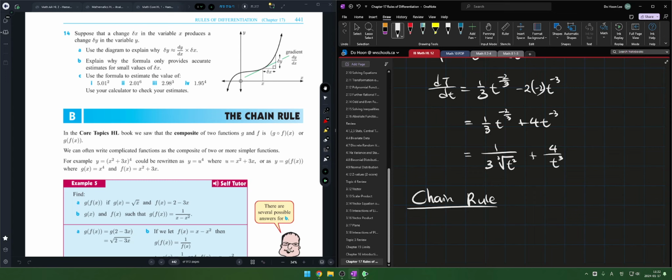That's kind of the idea of the chain rule. A chain rule is that when you take a derivative of something, we not only take the derivative of what's outside, but you also take the derivative of what's inside.